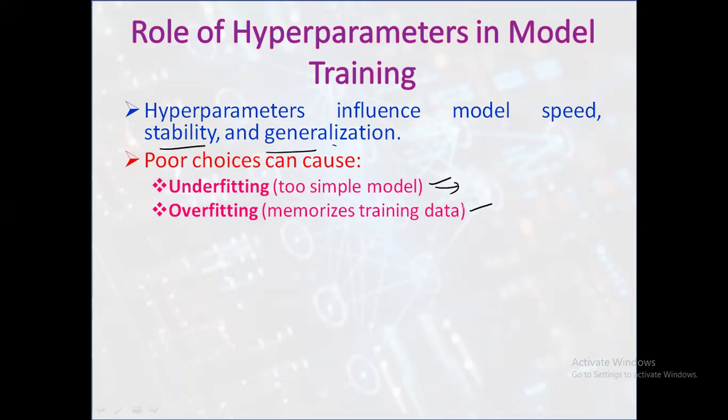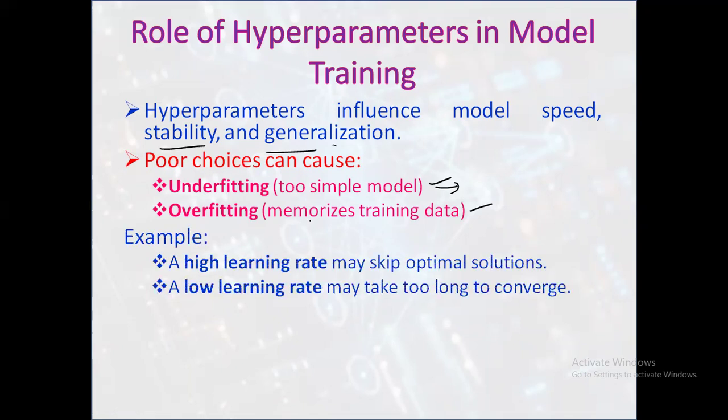On the other hand, if the model is too complex or trained too long without proper regularization, it might memorize the training data instead of learning general patterns, which leads to poor validation and test performance. And if you are taking an example, particular illustrations of poor or good hyperparameter choices help in understanding the impact.